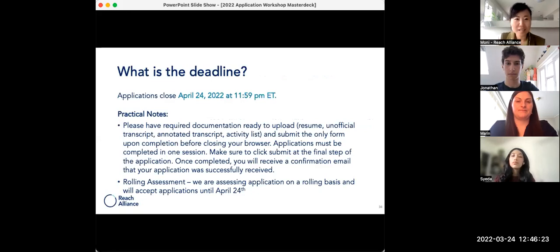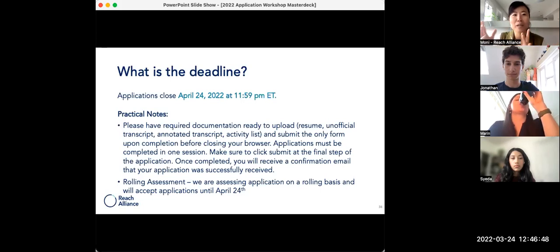The key thing is the deadline is April 24th at midnight. So please make sure, if you want to be considered for next year's cohort, to please submit your application by April 24th. Practical notes, please have your required documentation, so that single PDF, already worked on and saved and be able to submit it once you start the online application.